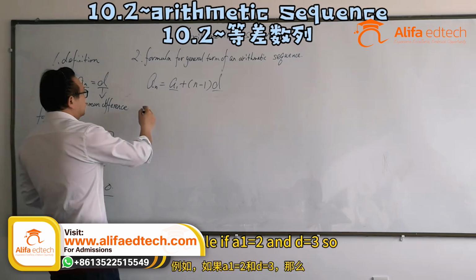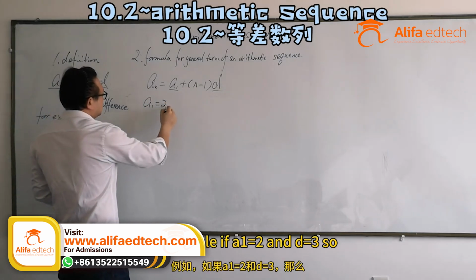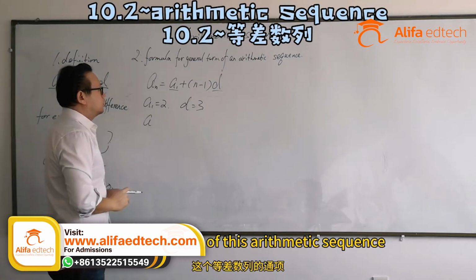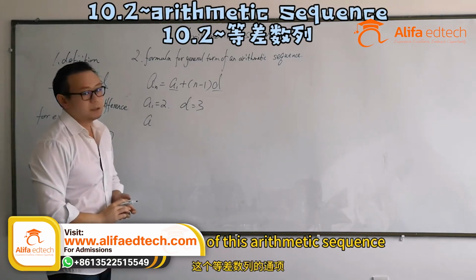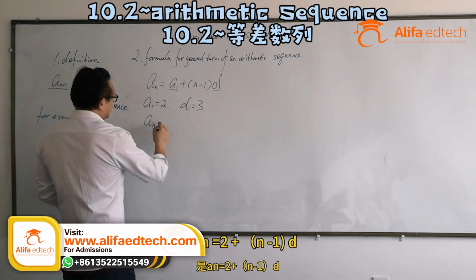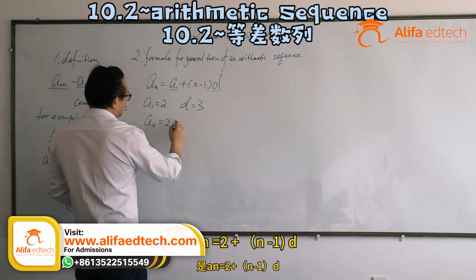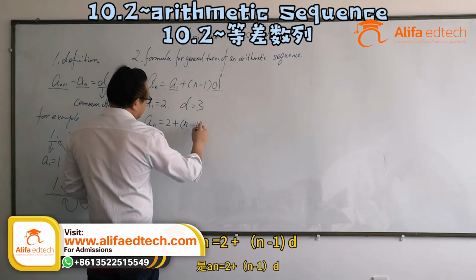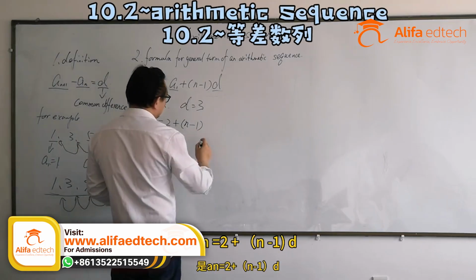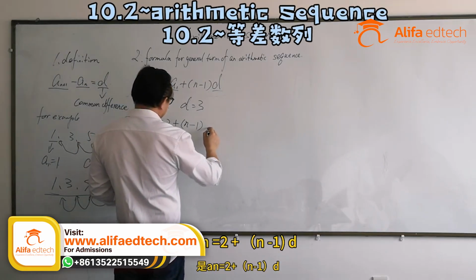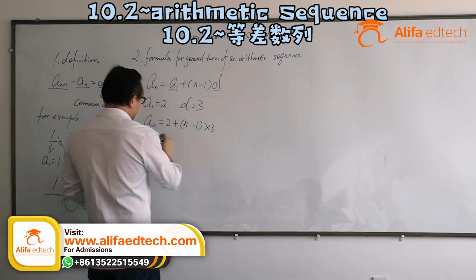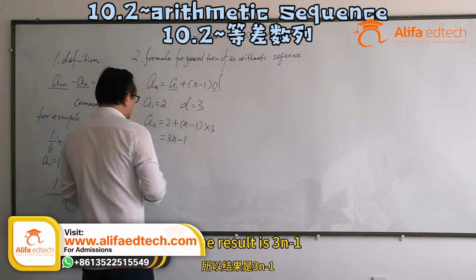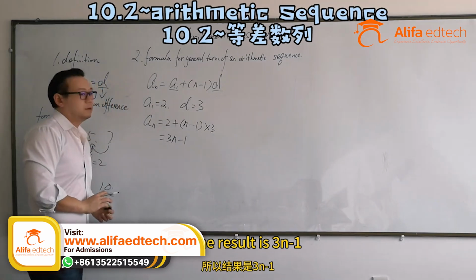sequence. For example, if a1 is 2 and d is 3, so the general term of this arithmetic sequence is an equals 2 plus n minus 1, and then times 3. So the result is 3n minus 1.